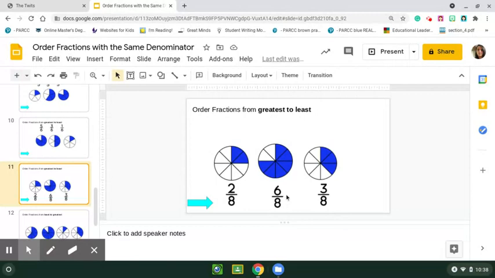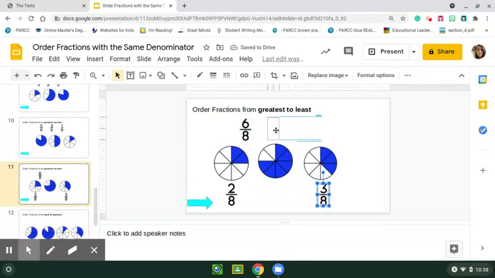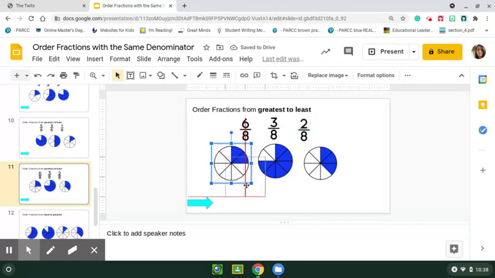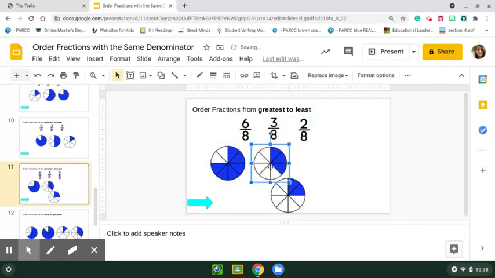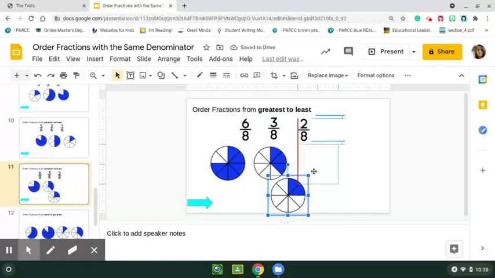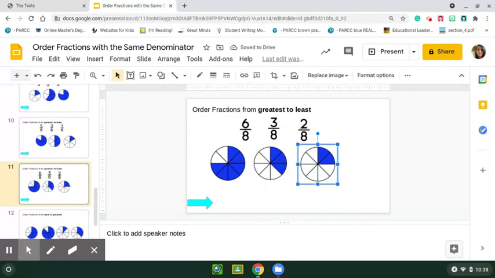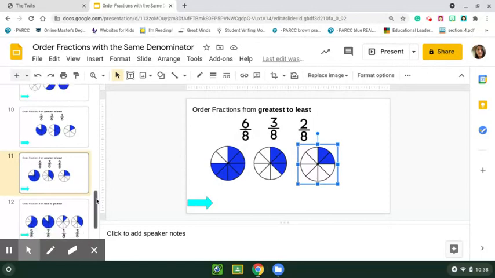So all I have to do is look upstairs at the numerators and put those in order. And I just need to make sure that I put the biggest first. So clearly 6/8 is the biggest. And then 3 is bigger than 2. And last but not least, 2. So we have 6/8, 3/8, and 2/8. And if I want to match my pictures, we'll just move those around so they match. There we go. Okay, and there you have it. You've ordered the fractions from greatest to least, to biggest to smallest.